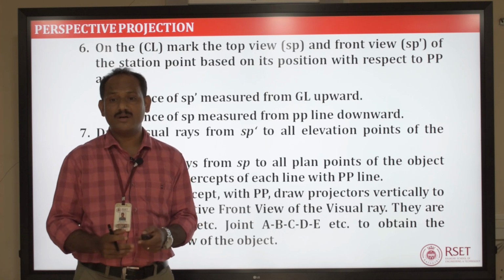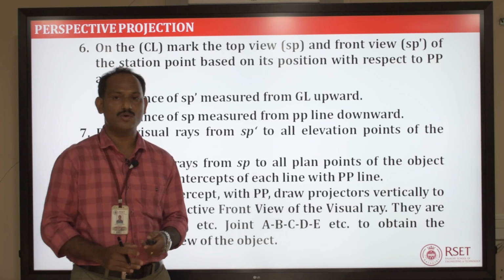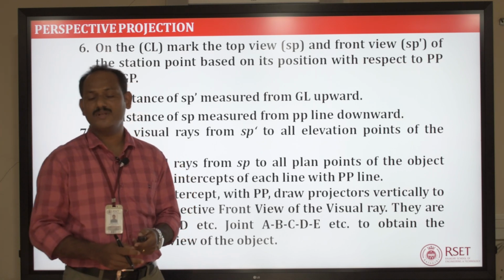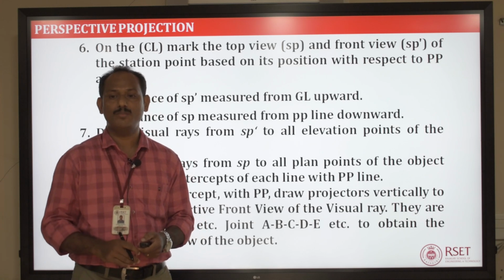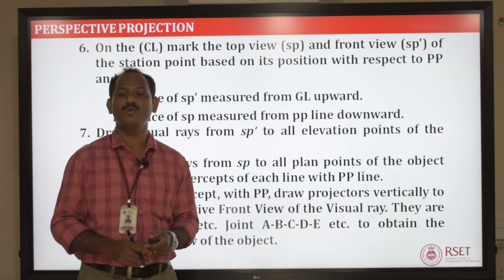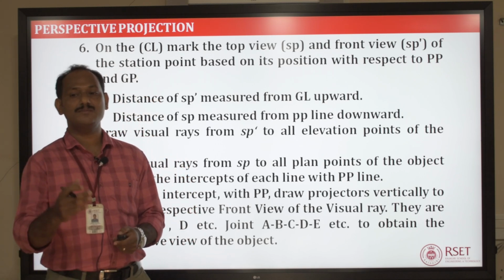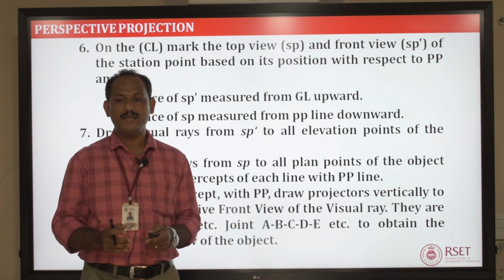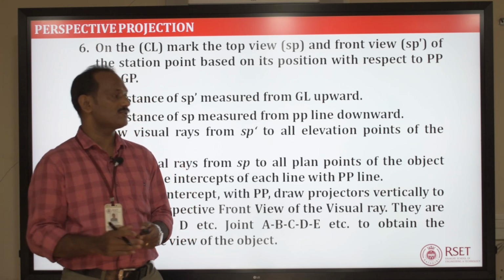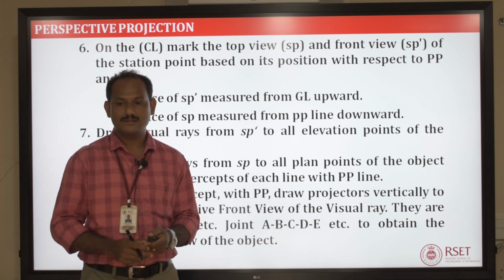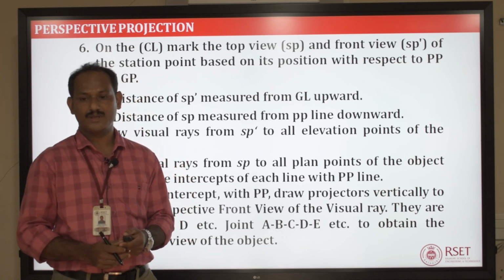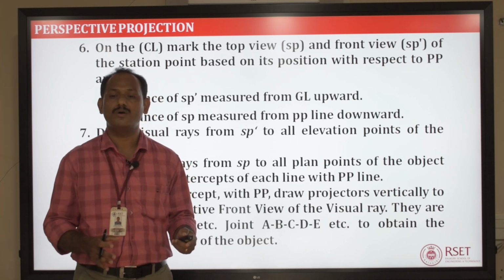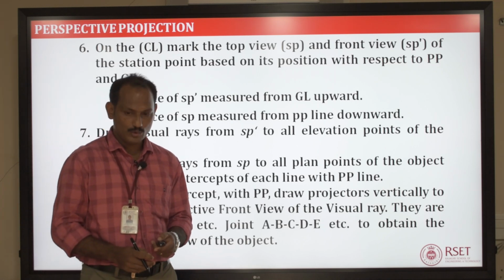Now, draw visual rays from SP dash to all elevation points of the object. Then draw the visual rays from SP, that is the top view of the station point, to all the top view points of the object, and note the intercepts of each line with PP. From each intercept with PP, draw projectors vertically to meet the respective front view visual rays to get the perspective points. They are denoted with capital letters A, B, C, D, etc. By joining all these points, you will get the perspective view of the object.